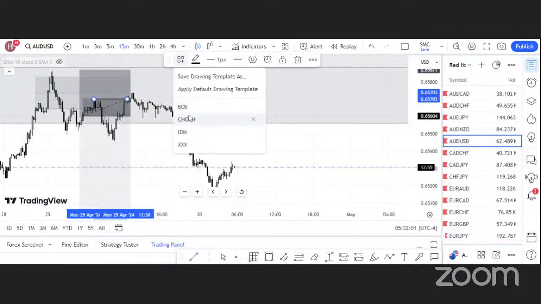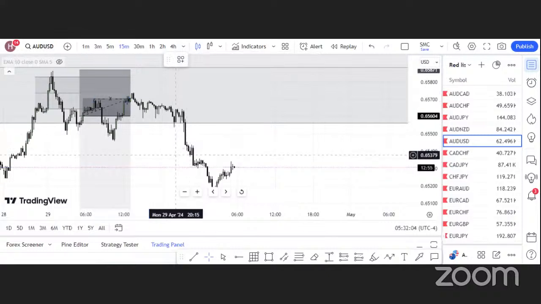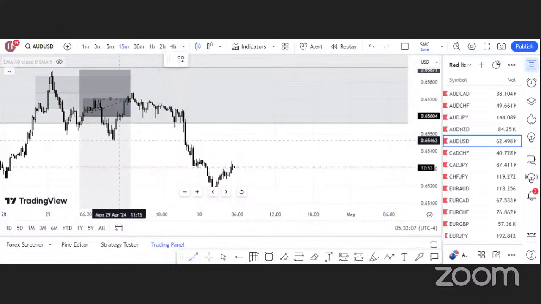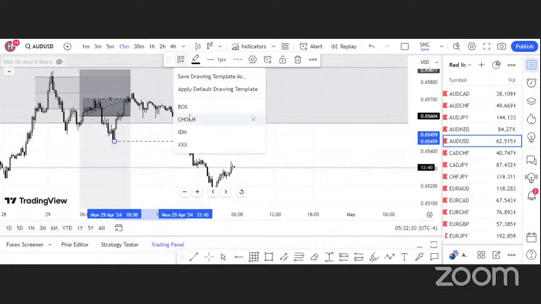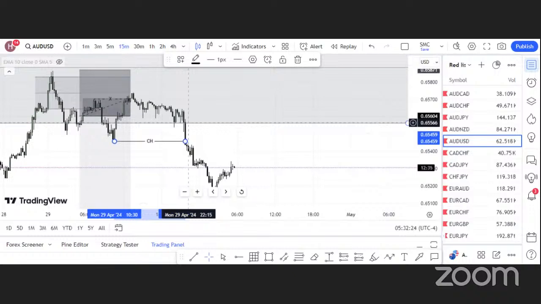On the 15 minutes time frame, we have a liquidity pool here. We have a change of character.